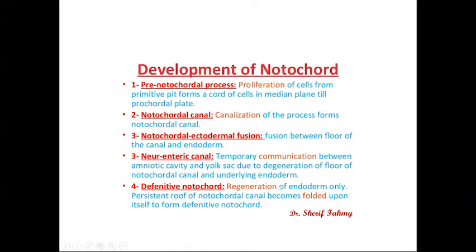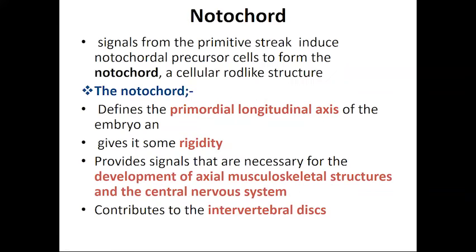The definitive notochord is a regeneration of the endoderm only, and the rest is the inverted structure of this central portion of the neural plate, the notochordal plate, that is going to form the definitive notochord when it enfolds on itself. What does the notochord do?